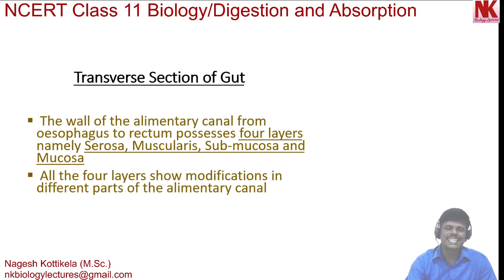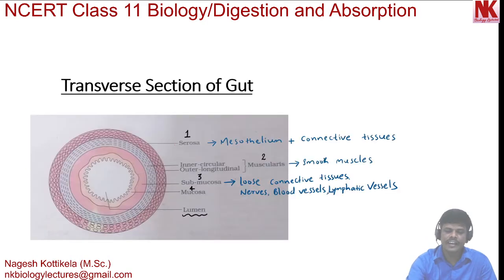Now let's discuss how these 4 layers are arranged in the wall of the alimentary canal. Here you can see the first layer, serosa. It is an outermost layer, just the thin lining. Serosa is made up of mesothelium and some connective tissues. Mesothelium is an epithelium of visceral organs. Visceral organs are internal organs.